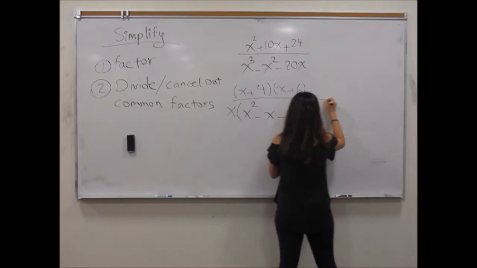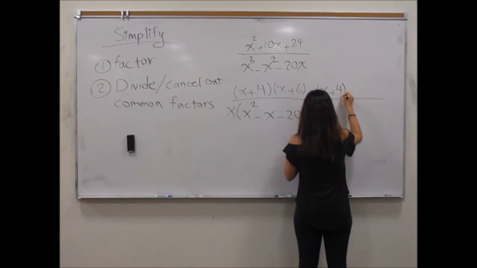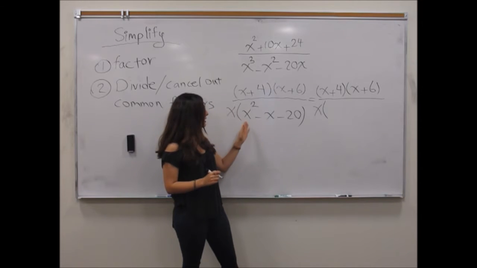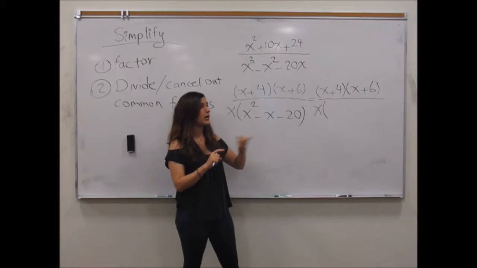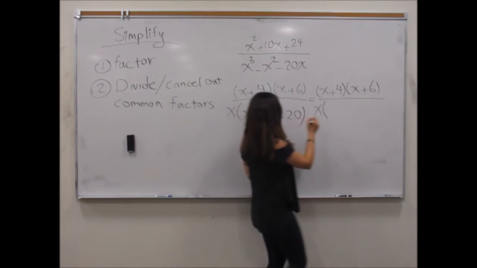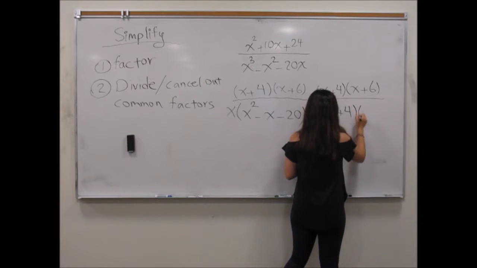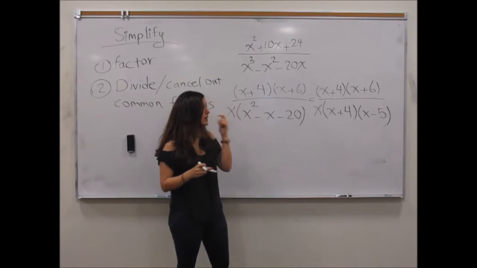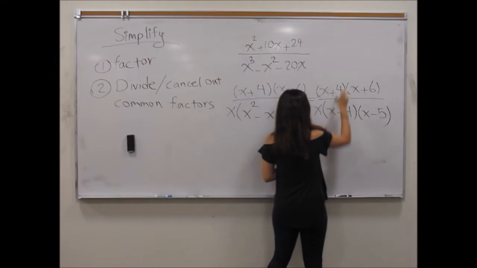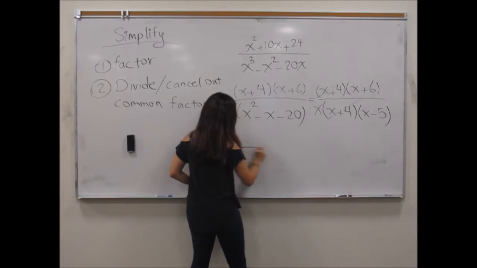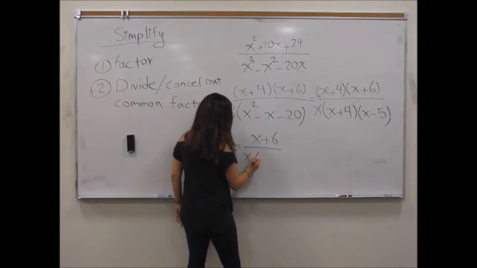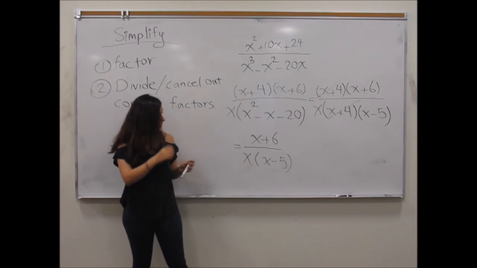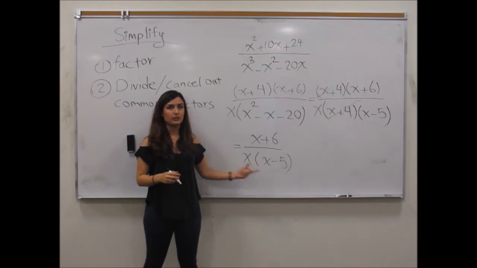And then I keep the numerator as it is. I keep the x, and then for this big parentheses, I have negative 20. So two things that when I multiply them, I get negative 20, and when I add them, I get negative 1. It looks like positive 4 and negative 5. So I can cancel out x plus 4 from both top and bottom. And what's left for the numerator is x plus 6, and for the denominator I have x times x minus 5. You can also distribute the x to the parentheses, but it's common to leave the answer factored like this.